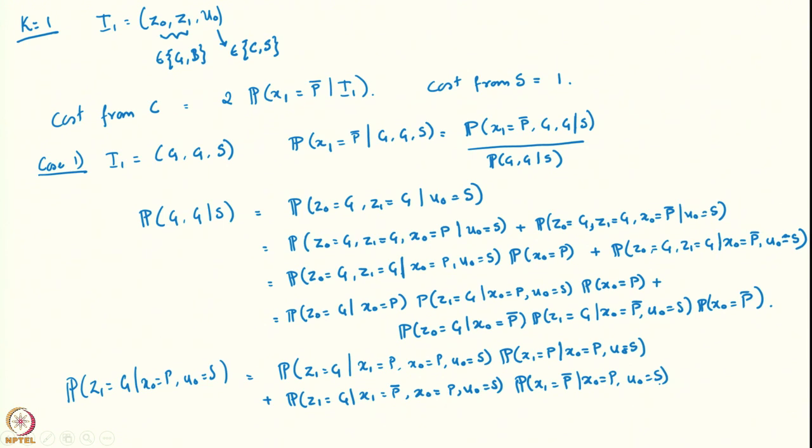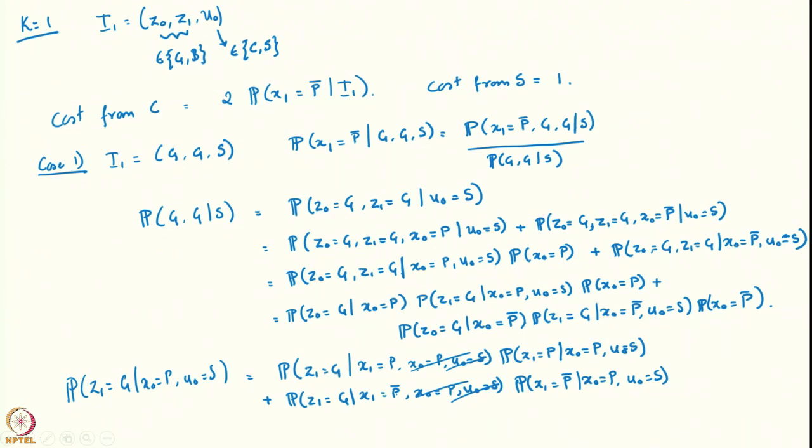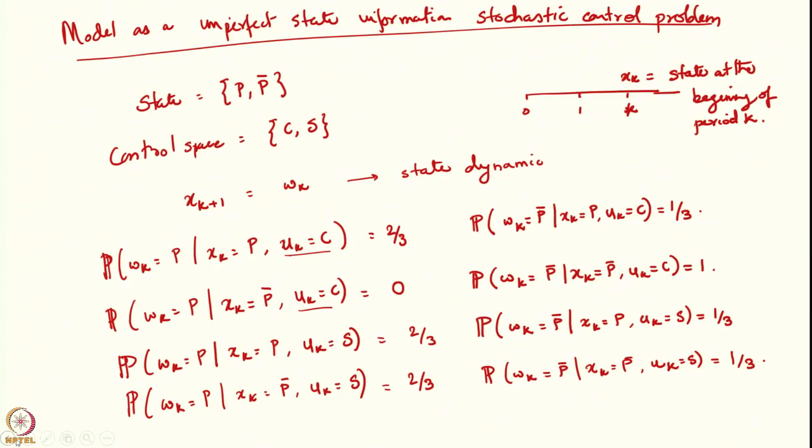Now, here we need to make the observation that in each of these terms, given the state of the machine at time 1, the past is immaterial. So these two terms actually don't matter, and we can substitute using the observation equations that we have. And the two terms that remain can be computed from these two expressions here.